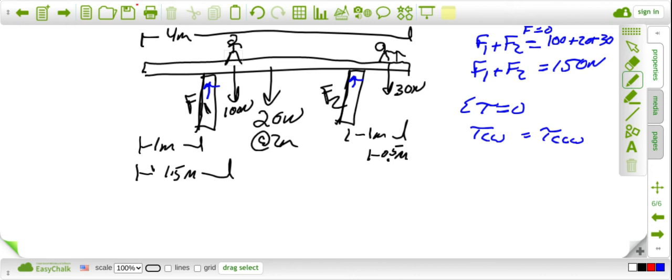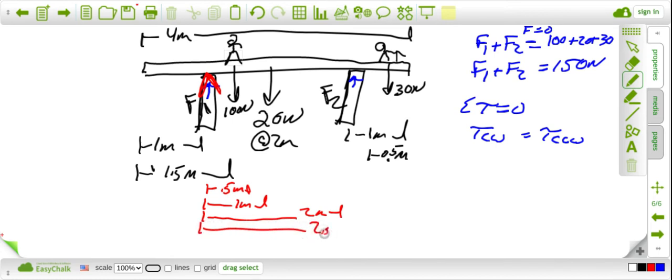The easiest way to solve this when you have two unknowns in a problem like this is to place your pivot point at one of the unknowns. So I'm going to place the pivot point there, but I'm going to have to do some adjustment in my measurement. From that pivot point, the person is half a meter out. The weight of the board is 1 meter out. The second pillar is 2 meters out. And the dog is 2.5 meters out.